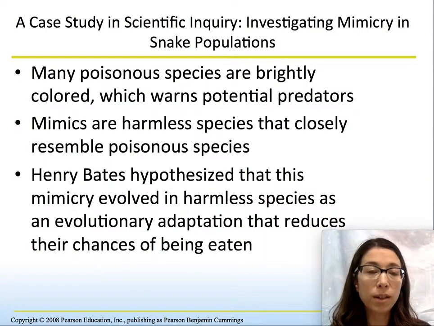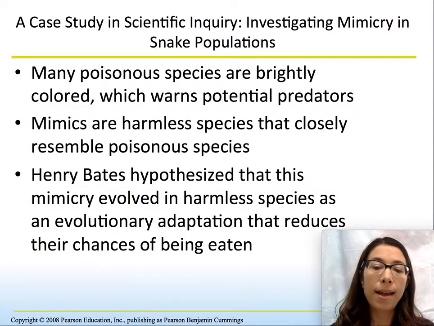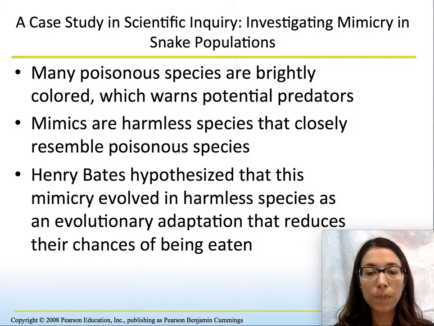Someone observed that there are many poisonous snakes that are very brightly colored, and we assume that this means that their bright colors are warning potential predators. So these snakes have evolved to have very bright red and yellow stripes, and predators know not to attack these snakes because they are poisonous and something catastrophic might happen if they attack these colorful snakes. And this has been learned through evolution. So predators have learned not to attack these bright snakes.